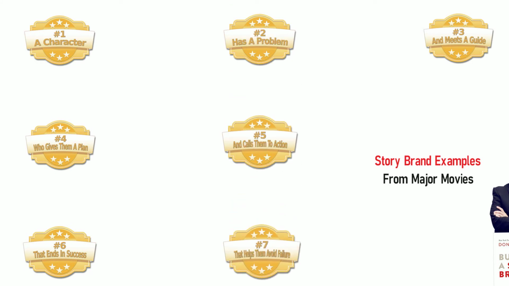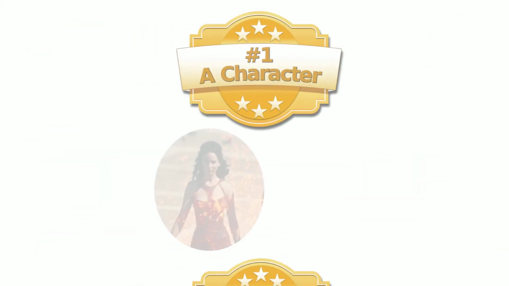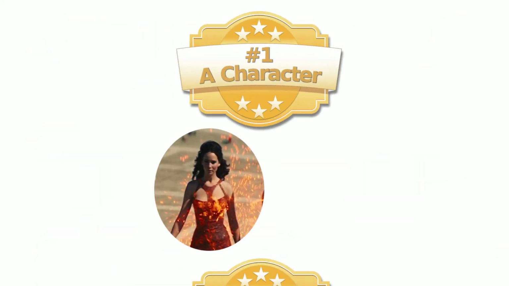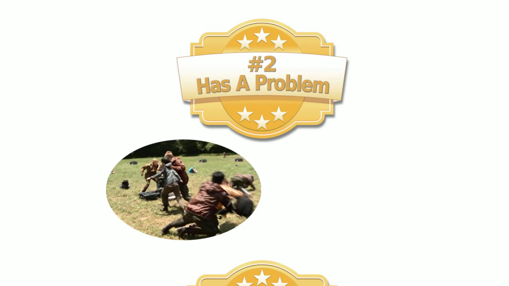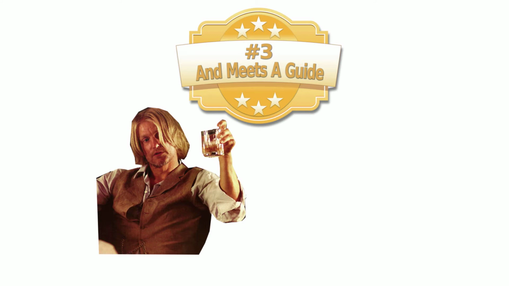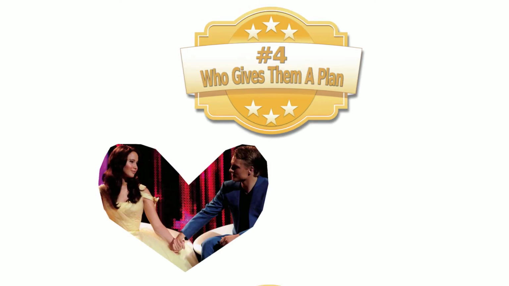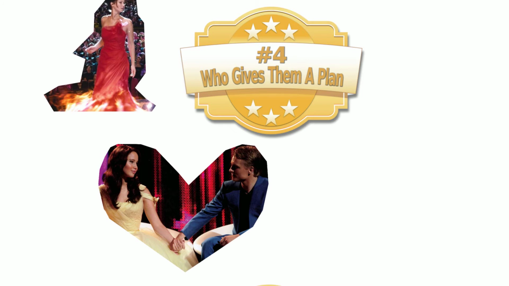The first example is from The Hunger Games. So the character in the story is Katniss Everdeen. Her problem is she must fight to the death in the Hunger Games. Her guide is Haymitch. Now, he's won the Hunger Games in the past. He gives her a plan, and he really provides the plan to win over the public and gain more sponsors so she will have more resources in the game.